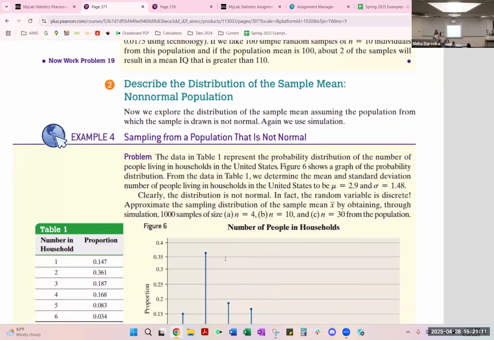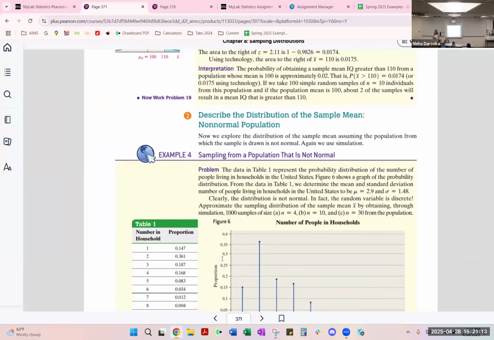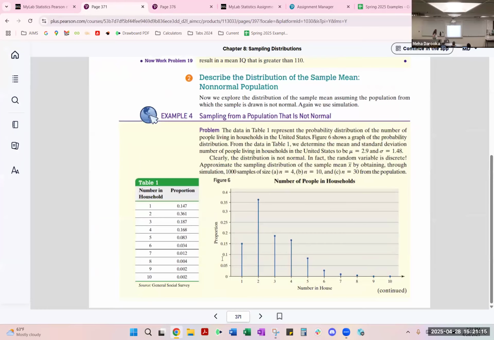Alrighty, so that was using the normal population. So what happens if you are looking at non-normal? In this example, the table 1 data represents the probability distribution of the number of people living in households in the United States. The figure, of course, is showing us the graph for that probability distribution.